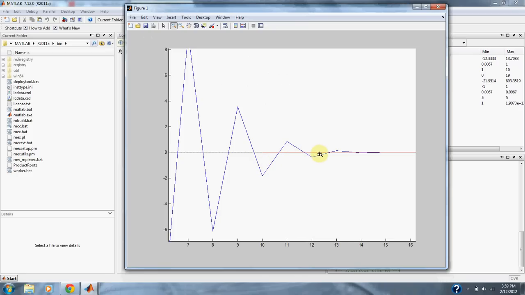And after about 15 values in the series, all the different equations seem to go to the actual value. 6.737947 times 10 to the negative 3.